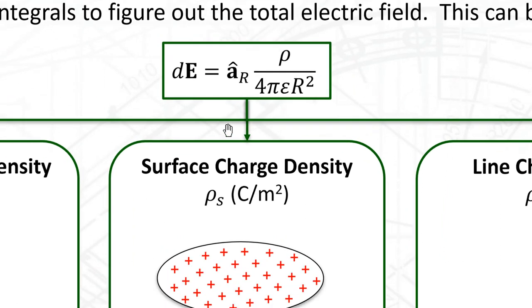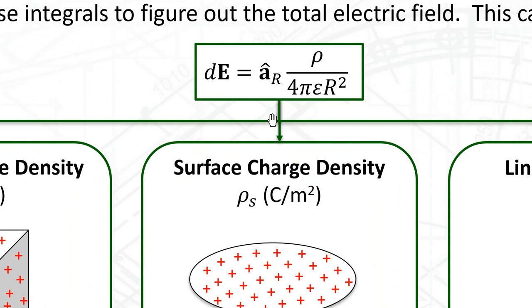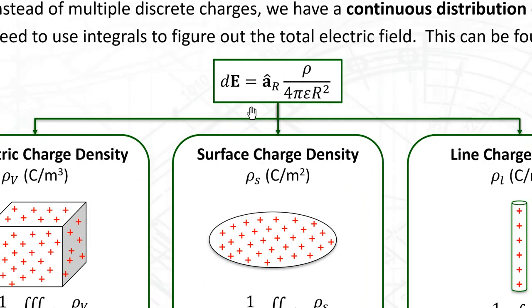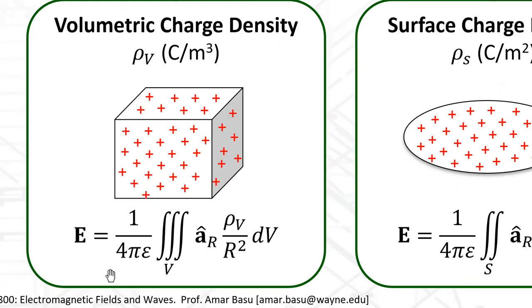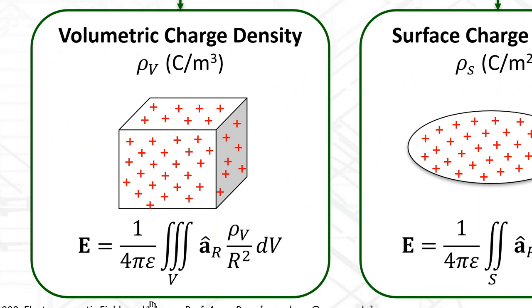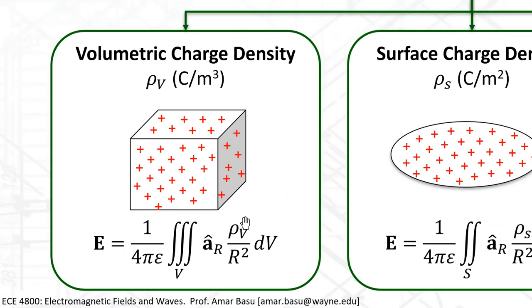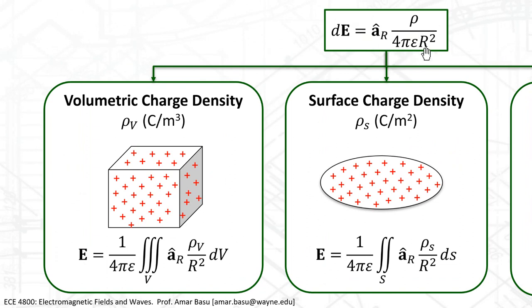So we're going to be looking at how to actually solve problems like this. This is the general form here. The differential electric field is equal to this quantity here. But in order to find the total electric field, we have to integrate over this charge density. All right, so in the case of a volumetric charge density, we have to integrate over the volume. So this rho over 4 pi epsilon r squared, this rho becomes a rho v, a volumetric charge density.